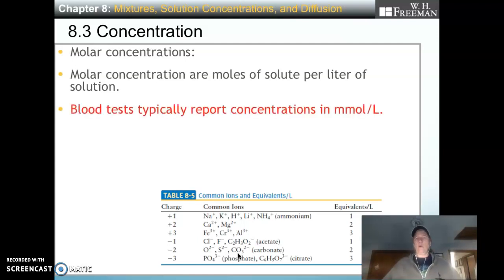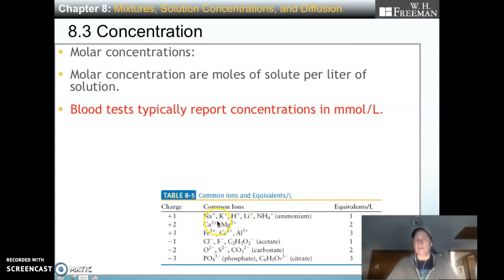When I order kits, or if I have to order some solutions or make them up, I always have to do molarity. If you have a blood test done, it's usually millimoles per liter, so it's 1,000 times less. And they have equivalents here. When you're looking at equivalents, it's just whatever their charge is.